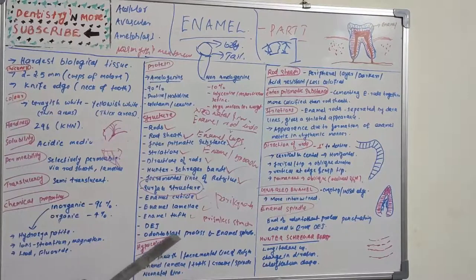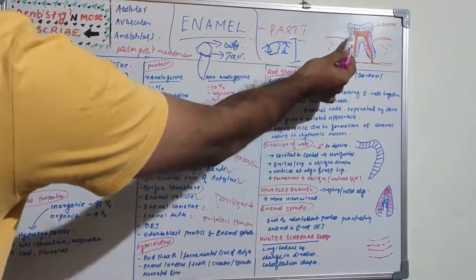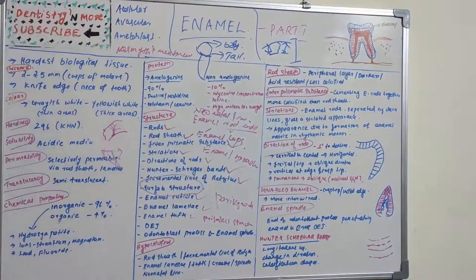Next, we have enamel spindles. Enamel spindles are odontoblastic processes which pass across the DEJ into enamel. Sometimes an odontoblastic process starts from dentin, crosses the DEJ and reaches up to enamel with a thickened end, and their ends are termed enamel spindles. The direction of spindles and rods is divergent, as rods are formed at right angles to the ameloblast and spindles are parallel to the ameloblast.